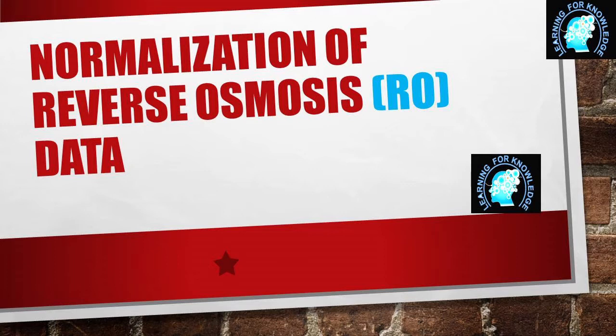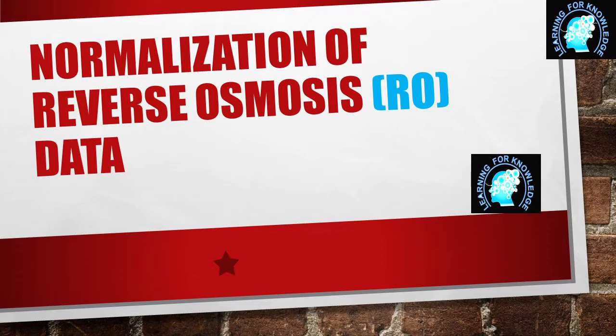Today we will discuss another important topic related to reverse osmosis systems, which is the normalization of reverse osmosis data. Normalization is very important when we have different variables. When one parameter affects the performance of another parameter, we are required to normalize the data.